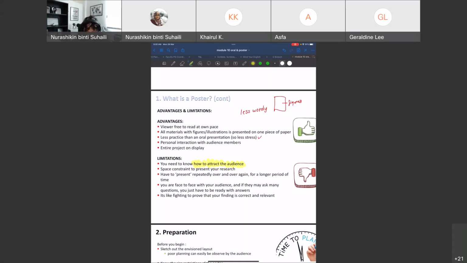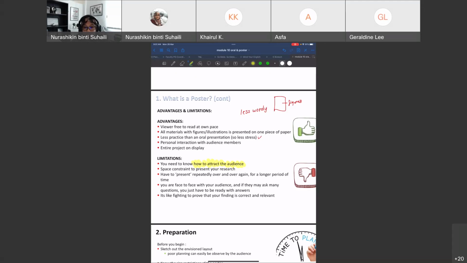You are face to face. You just have to be. Oh, okay. So here you have to entertain the audience basically. Yeah? You have to entertain the audience, the visitors. It's like fighting to prove that your finding is correct and right.